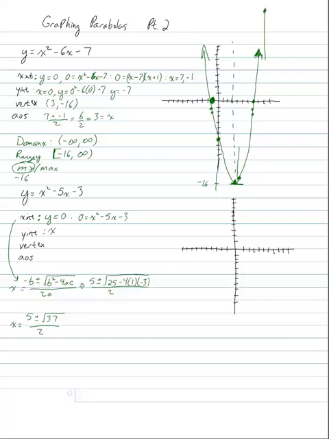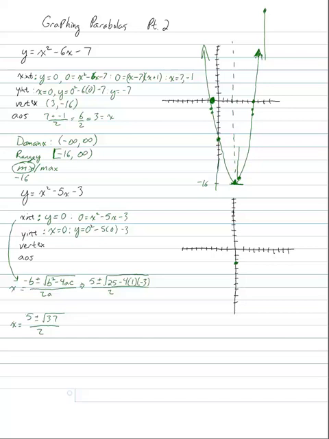So the y-intercept, x equals 0. That one's much easier. Y equals 0 squared minus 5 times 0 minus 3. So, negative 3. Graph that. Great. Vertex and axis of symmetry. I do the same thing.